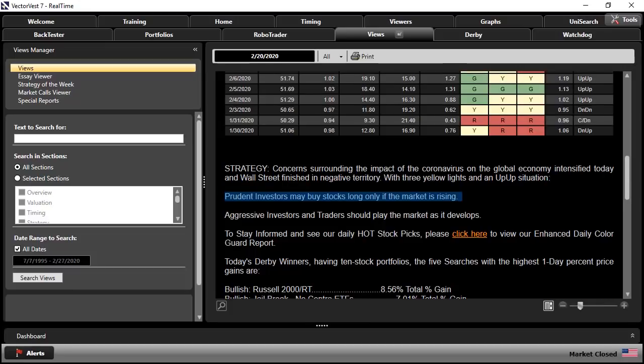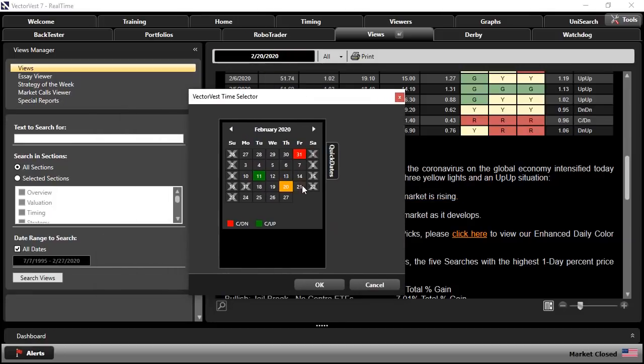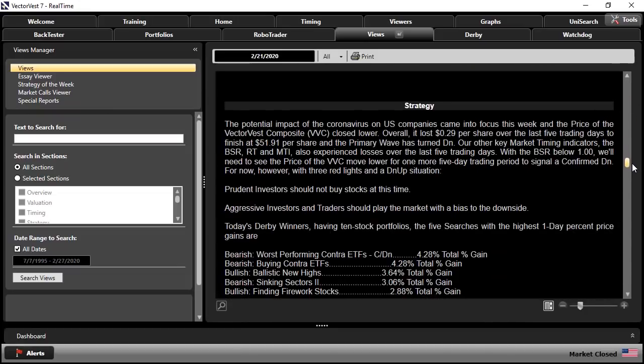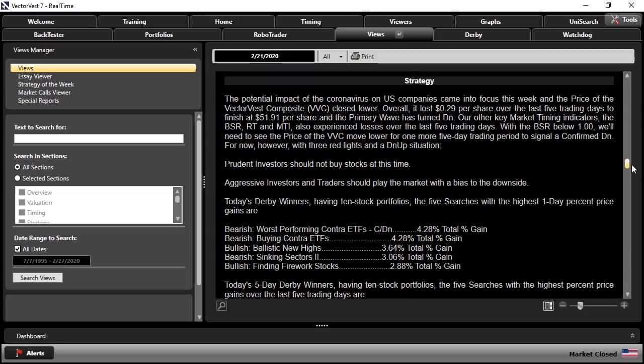All right, let's go up one more day. The next day after that candlestick pattern, we had confirmation of a down move. Let's go back to, or go up to, 2/21, which was last Friday. As we go through, let's scroll down to the strategy section. What did we give as guidance on the 21st? Prudent investors should not buy stocks at this time.